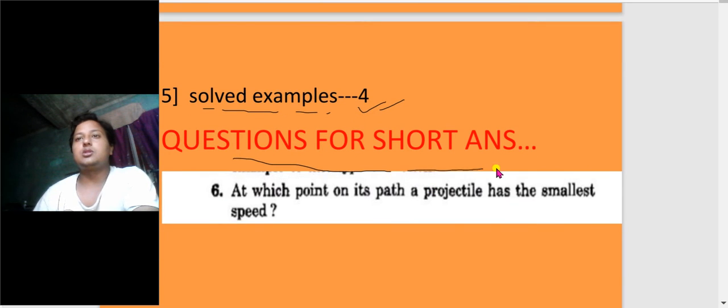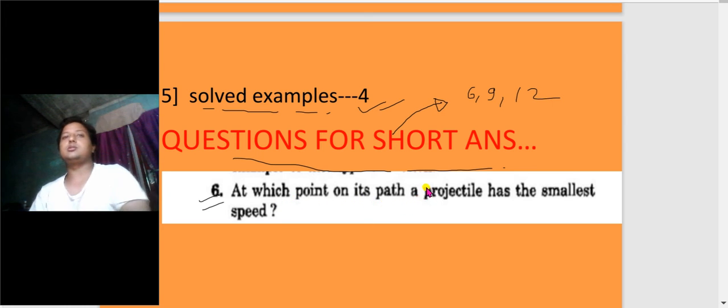Questions for short answer. There are 3 questions in questions for short answer: question number 6, 9 and 12. So question number 6 is, at which point on its path a projectile has the smallest speed?